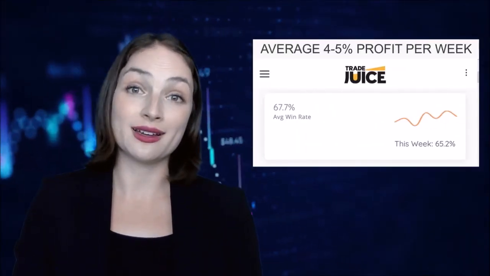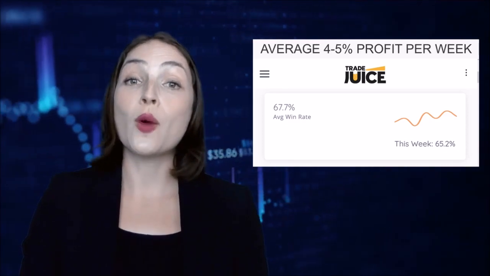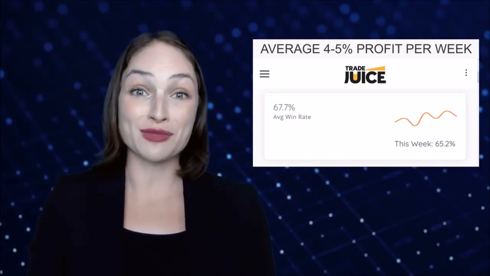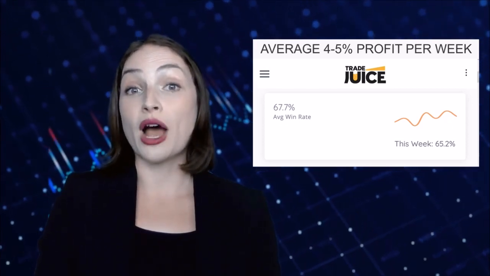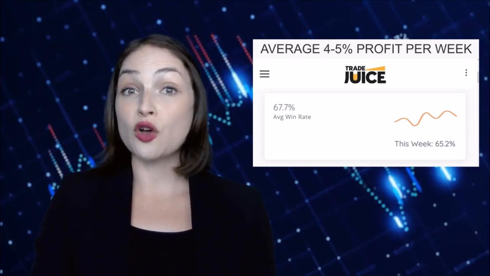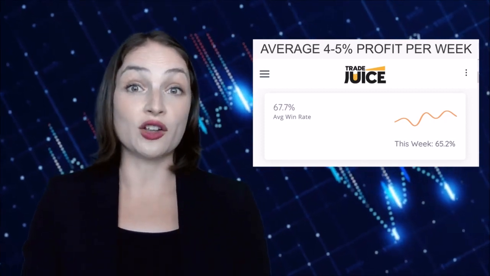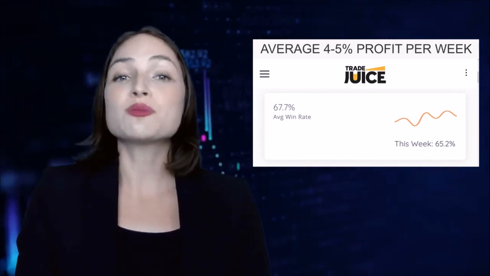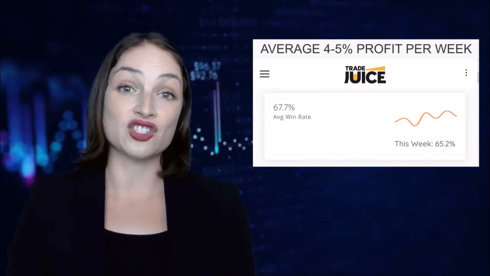In live trading and testing over the last 5 years, Trade Juice users who followed the instructions to the letter saw an average profit of 4 to 5% per week. That's not per month, per week, which means your monthly profit percentage could be 20 to 25%, and your potential annual profit could easily exceed 100%. That is a 90% increase over most blue chip stocks and traditional investments, which would mean you could double your money each and every year just by following Trade Juice's signals and instructions.